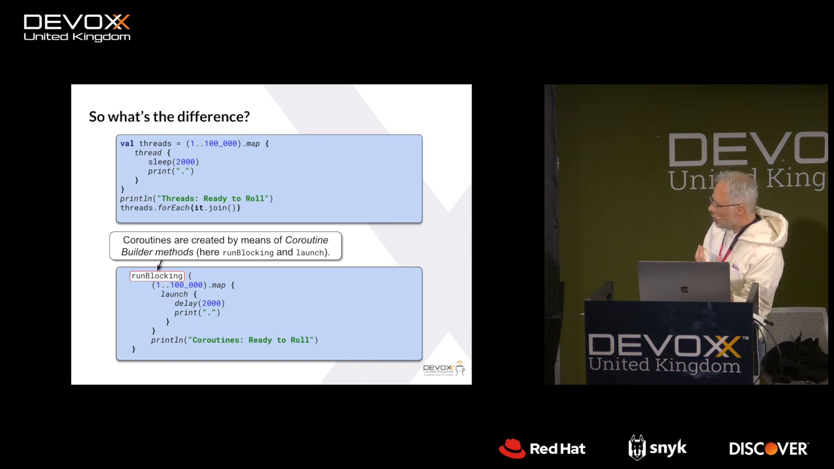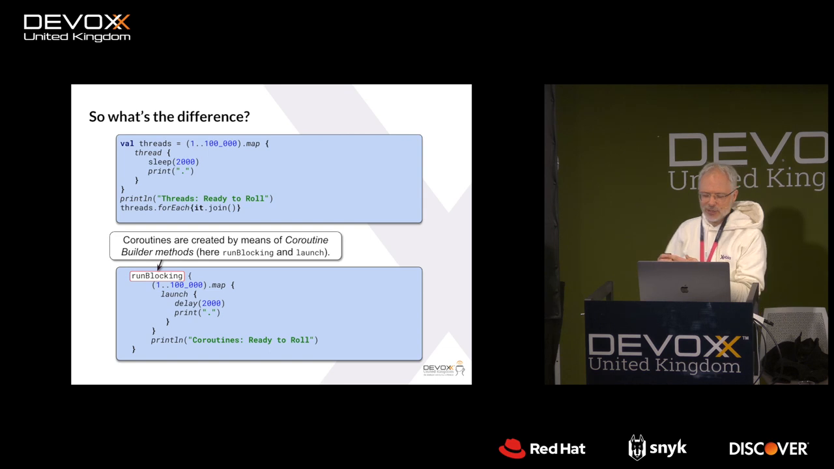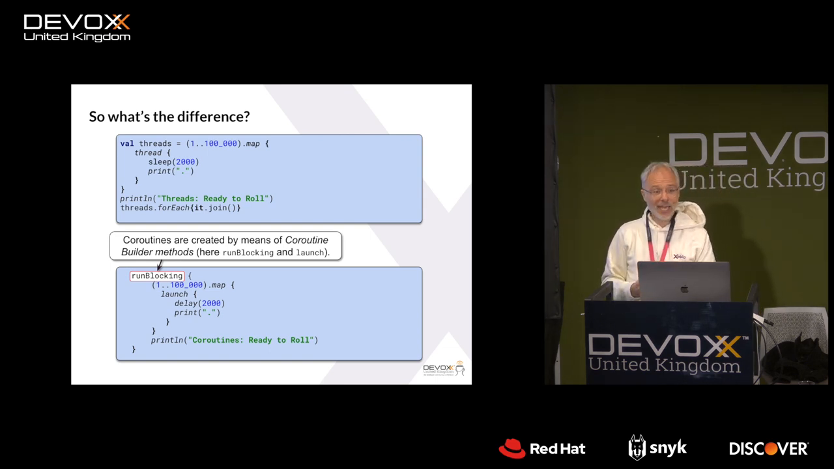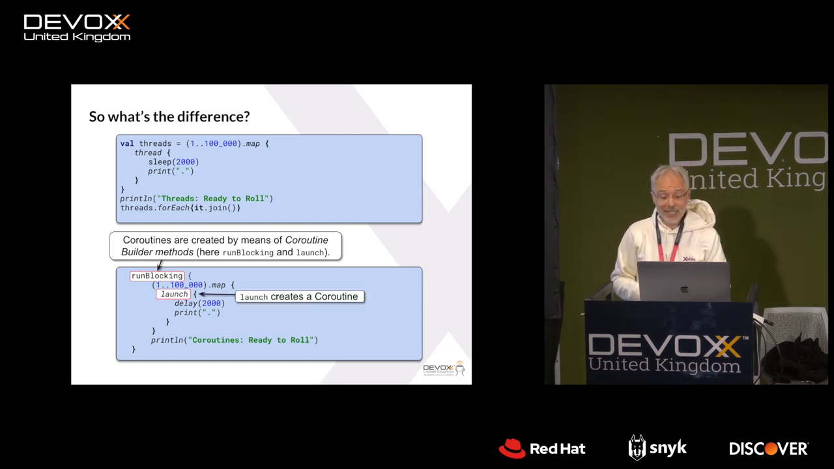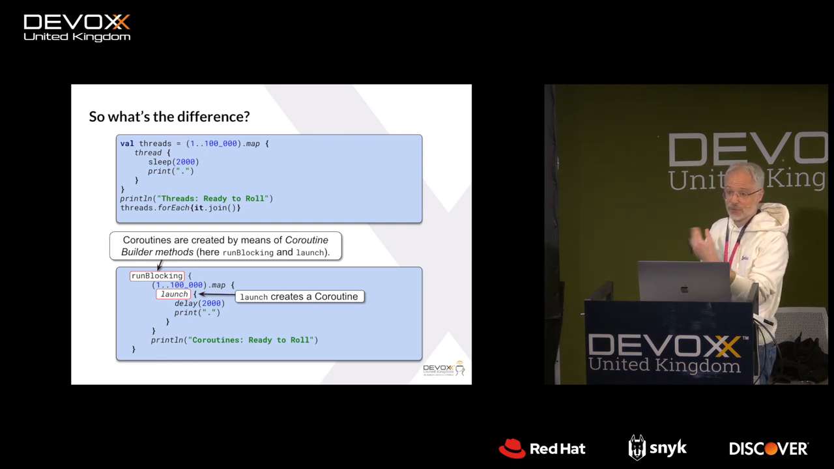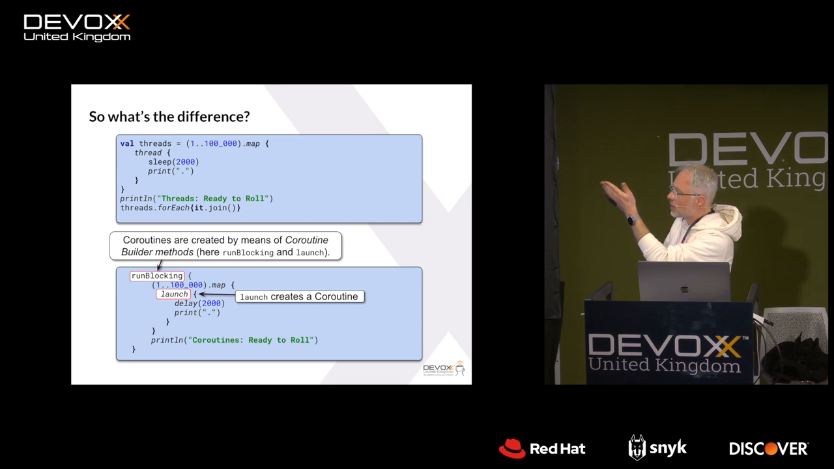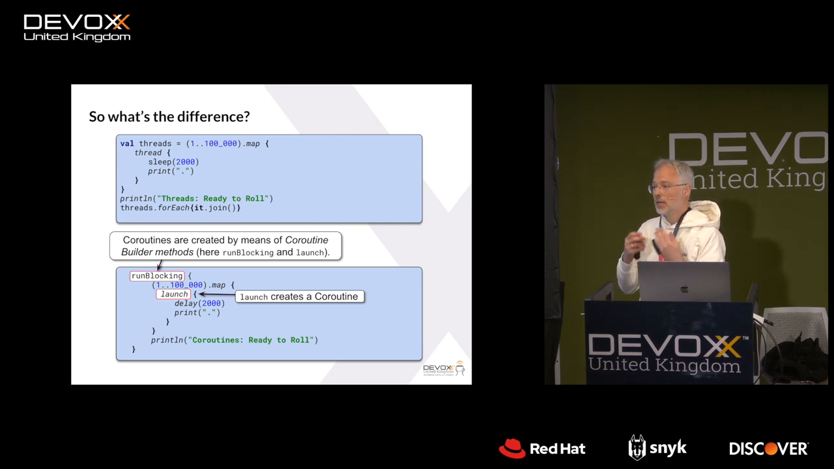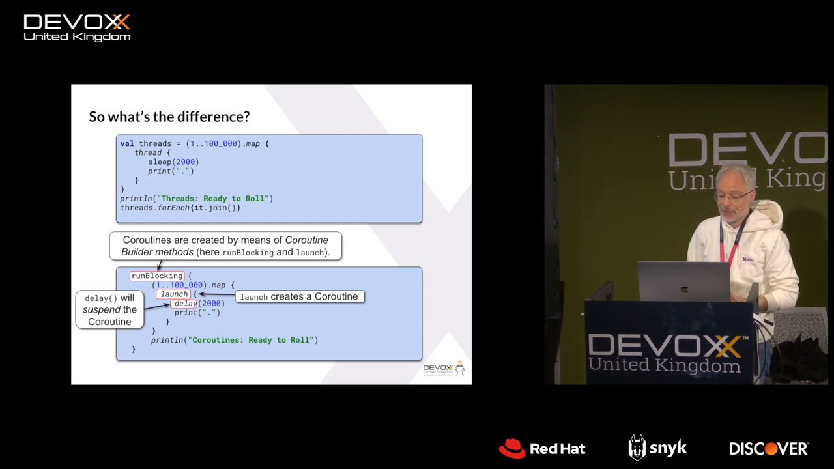Then this run blocking also gives us something we don't see yet, but it gives us some special context on which we can create new coroutines. And this is what we do here with launch. So here we launch a new coroutine, a bit like we create a new thread on top of it. So semantically, that's the same.